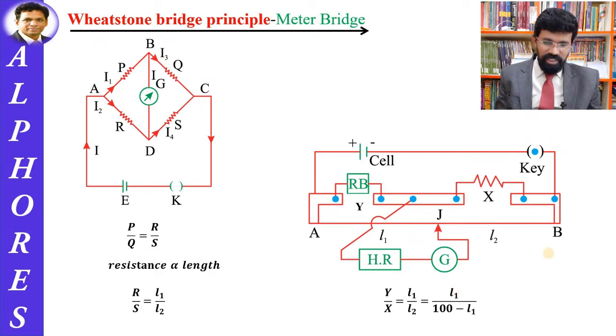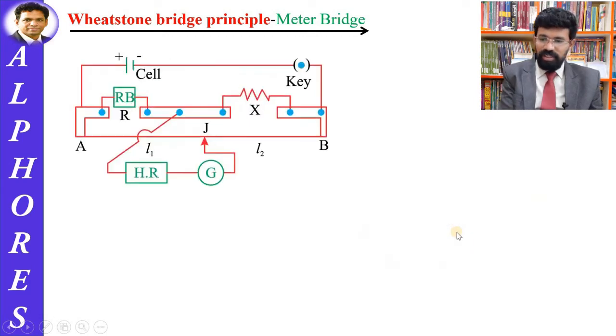So if L1 is increasing, what does it mean? L1 is increasing in the sense earlier when the jockey is tapped here, this is where you have found the balancing point. Now L1 has increased, in the sense the balancing point will be somewhere here, on the right side of the balancing point. Okay, so the length L1 increases. The balancing point shifts towards right side. So that's what was mentioned in the conclusions.